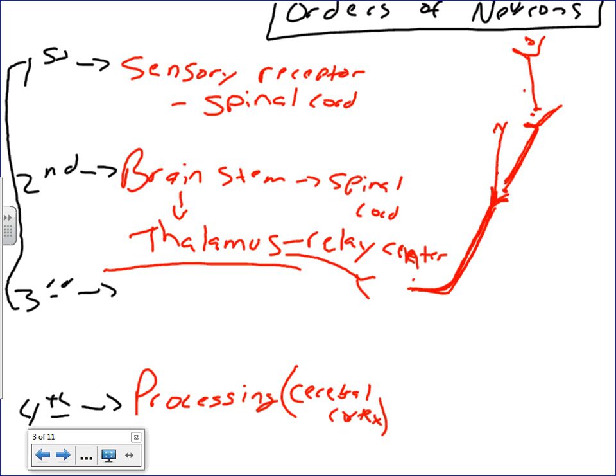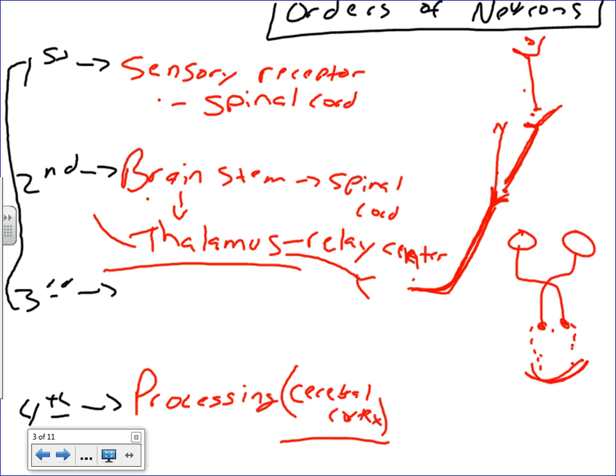For example, different areas of the cerebrum. So let's say we're talking about vision. These visual pathways will eventually go to the thalamus, and then the thalamus will radiate these visual pathways to the occipital lobe. If you're experiencing pain, these pain pathways are going to go from a sensory receptor up through the brainstem and then to the thalamus. And then the thalamus is going to project neurons out to the somatosensory cortex of the parietal lobe.